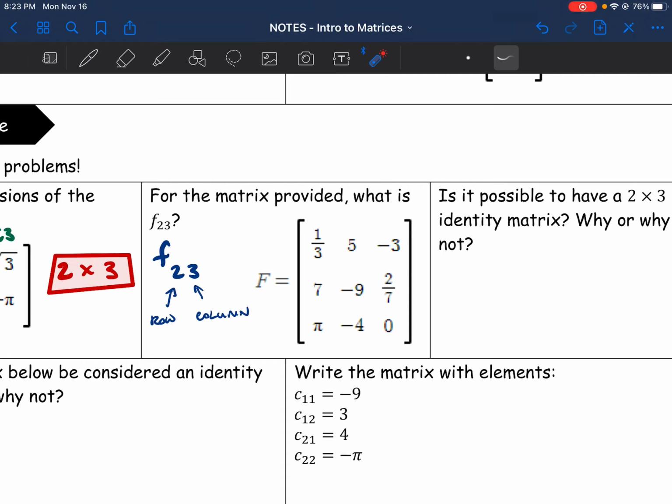Well, let's see here. Row 2 is right here. Column 3 is right here. So row 2, column 3 would give us the entry 2/7.